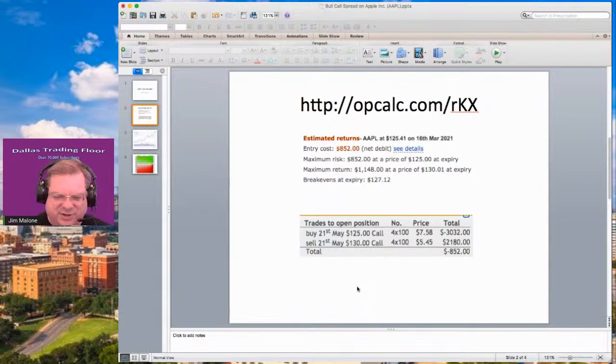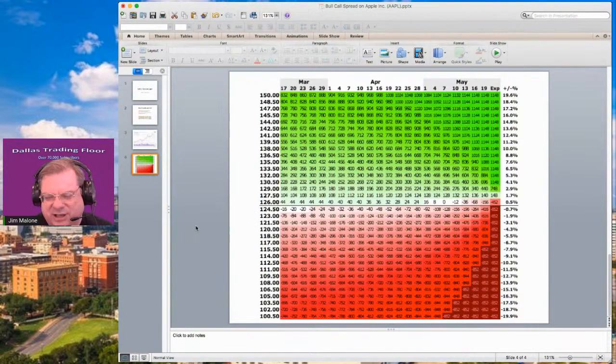But I'm just going to show you what I did about an hour ago. I bought 4 contracts of the 125 call for the May 21st expiration, and they were each $7.58. Of course, that's per each, and then you multiply that times 100. And then I simultaneously sold the May 21st, same expiration date, 130 call, generating $21.80 in premiums, for a total outlay of $852. Now, if the stock moves above 127.50, which it is likely to do, then as you can see, I'm in the green zone.